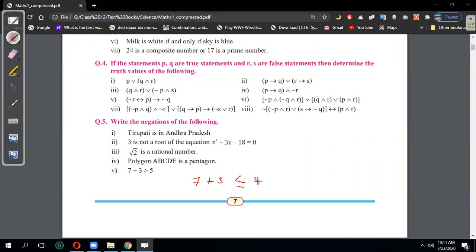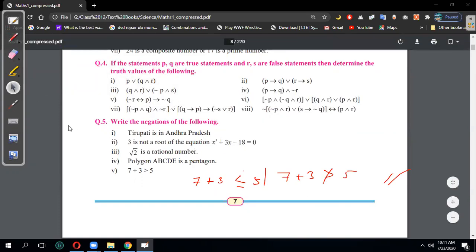5 equal to is totally opposite. Or you can simply say, there is an alternative solution for this. 7 plus 3 is not greater than 5. Even this is fine. See, because this is a logic chapter, you don't have to get into so much depth that how I'm going to write. Both are fine. You guys can take a screenshot of this. Have you done taking screenshot?